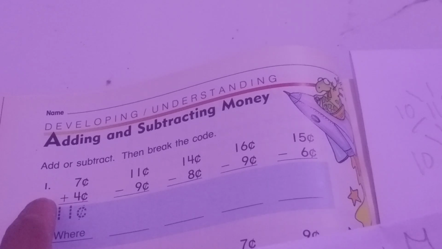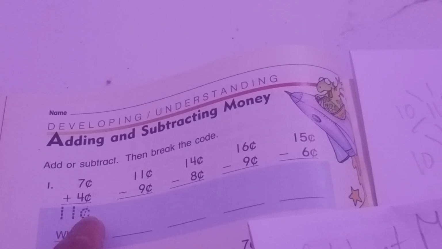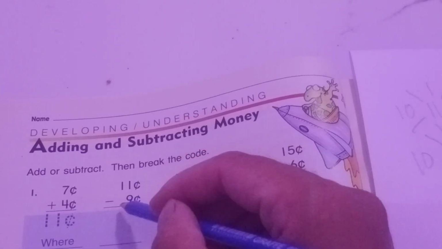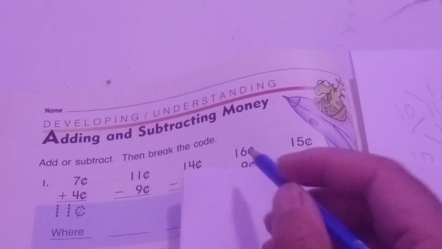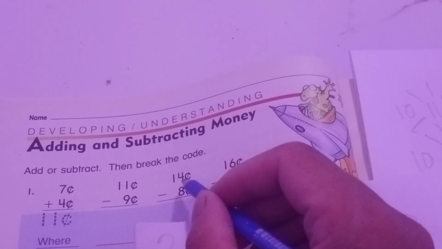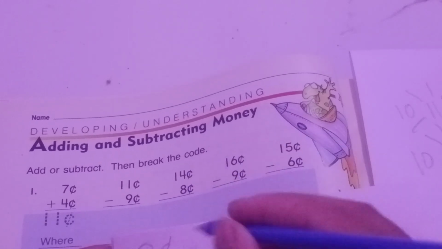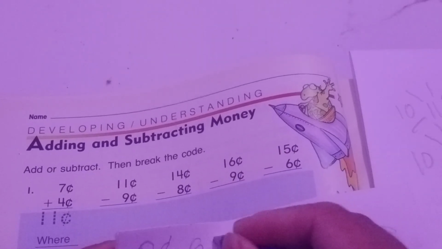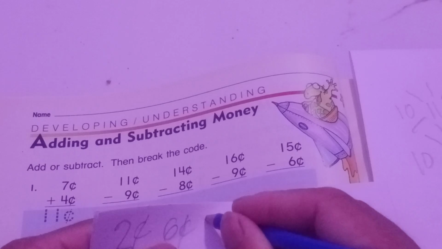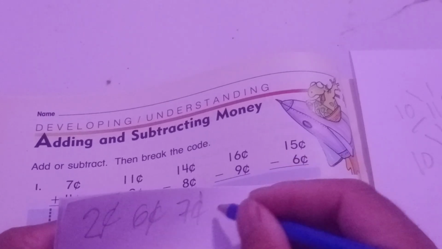Okay, so now you can see together 7 cents plus 4 cents equals 11 cents. And now you can see we subtract: 11 minus 9 equals 2. And so now 14 minus 8 equals 6. And so now 16 minus 9 equals 7. 15 minus 6 equals 9.